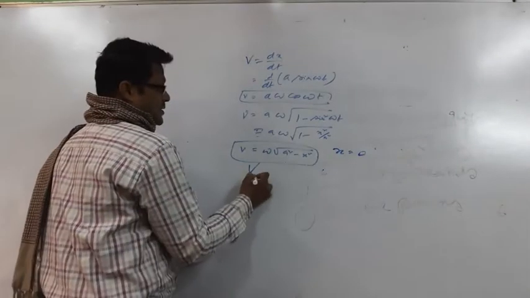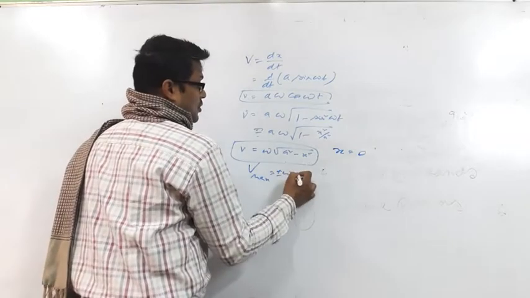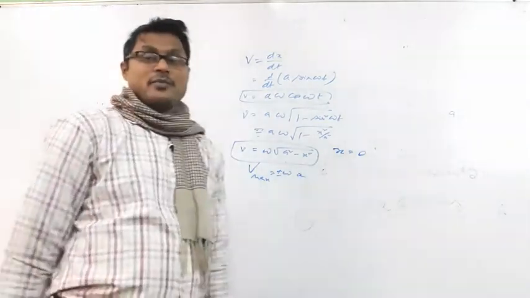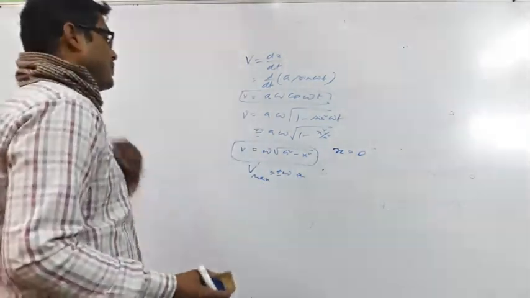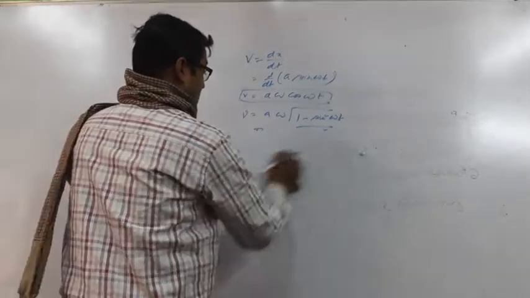Now if we put x equals 0, then v is maximum, and v max equals a omega. Okay, so this is velocity. Now acceleration. What is acceleration?